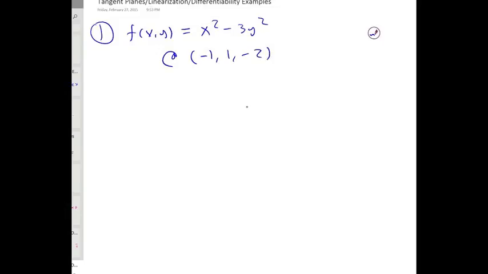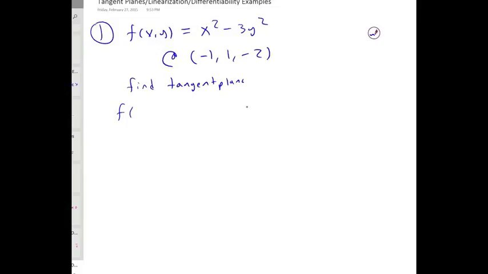So we're going to do some examples for tangent planes, linearization, and differentiability. Our first example gives us this function, f of x y equals x squared minus 3y squared. At the point -1, 1, -2, we're asked to find the tangent plane at that point. To do this, we need to find what the function is at this point.